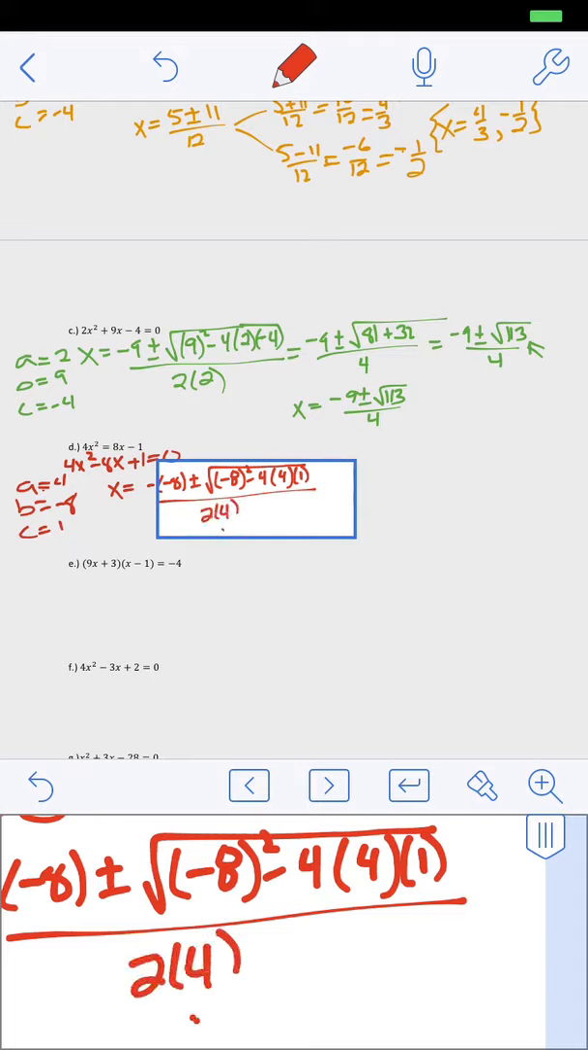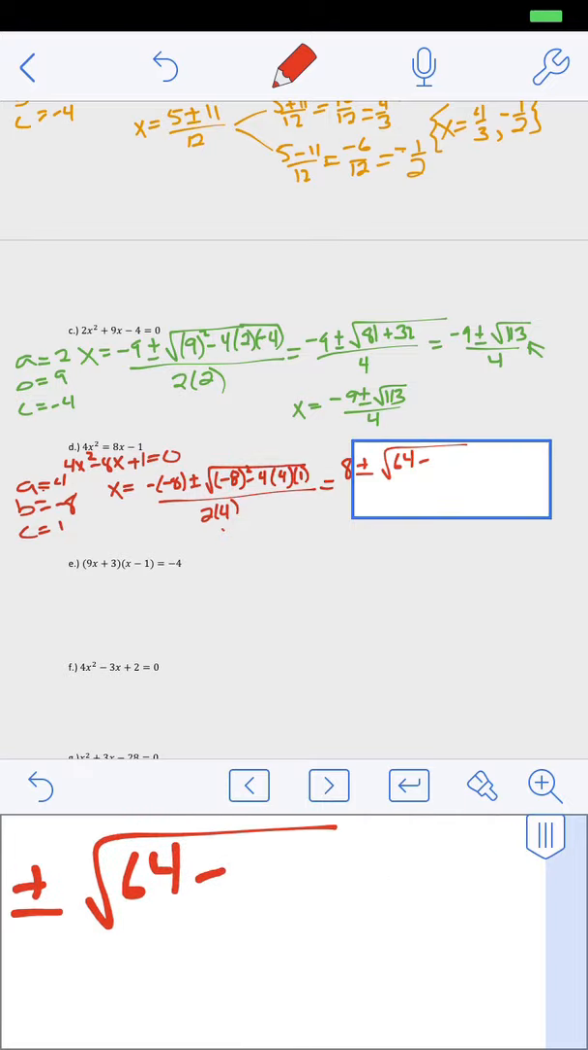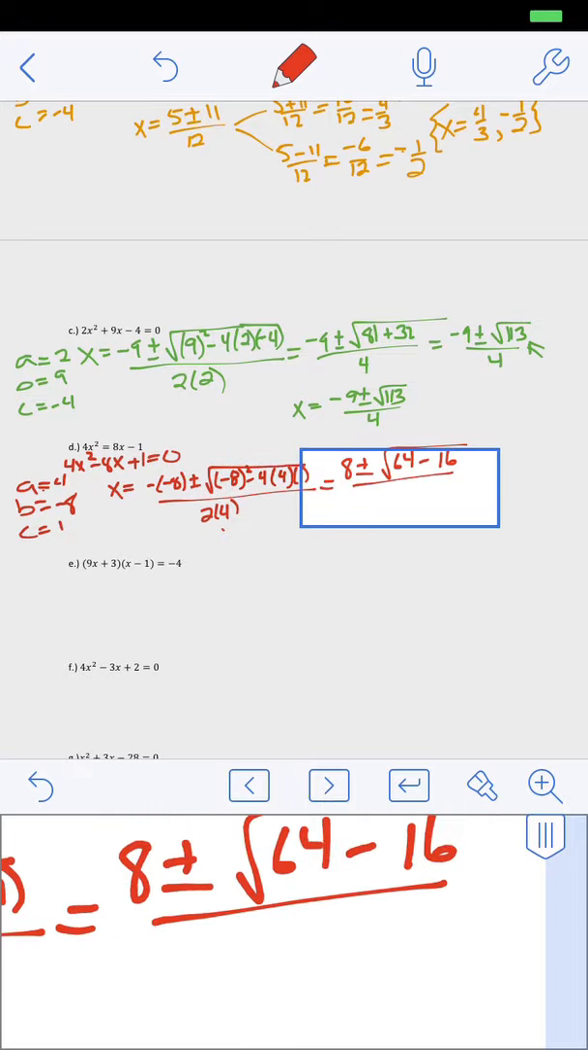I get negative 8 becomes a positive 8, plus or minus. Negative 8 squared is going to be a positive 64, minus 4 times 4 is 16, times 1 is still 16. All of that over 8. 64 minus 16 is 48. So I have 8 plus or minus square root of 48 over 8.